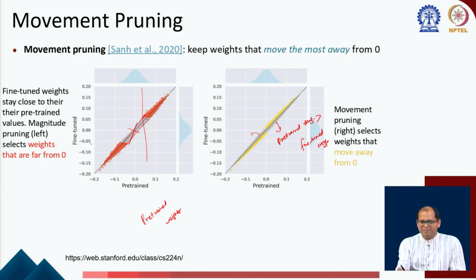On the other hand, some parameters, even though their magnitude is small, have gone away from 0. That means their magnitude for the fine-tuned task has increased compared to the pre-trained task, so they may be important for the fine-tuned task. I retain these, but any parameter that has gone towards 0 and whose magnitude has reduced, I will prune. That is the movement pruning idea.